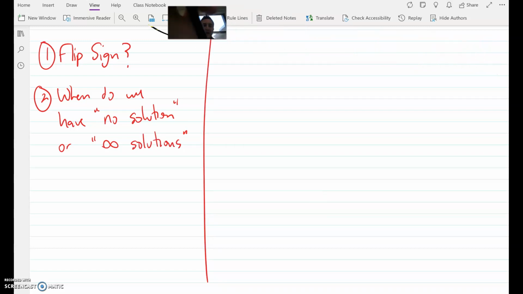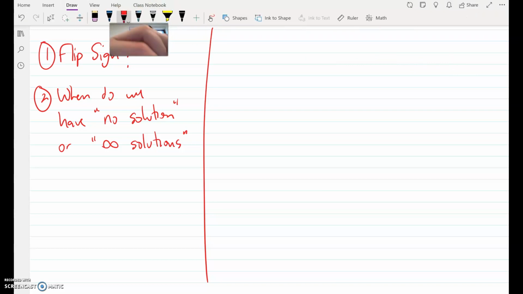So first, and most important, when do we flip the sign when solving? I'm just going to make up a problem. I love being able to do that. Switch into blue. Let's just make it up, which means it's probably not going to work out great. Let's go -6 plus 2 times n minus 5 is greater than or equal to 12.